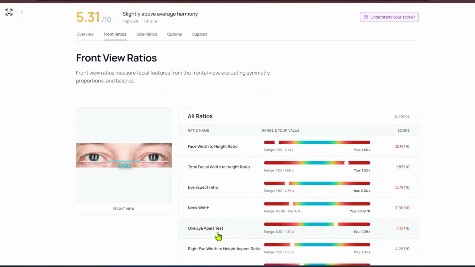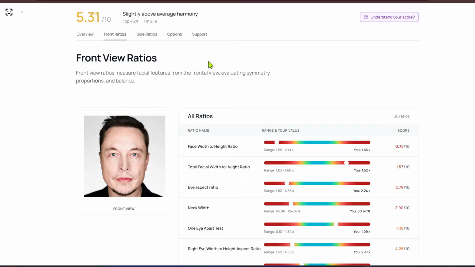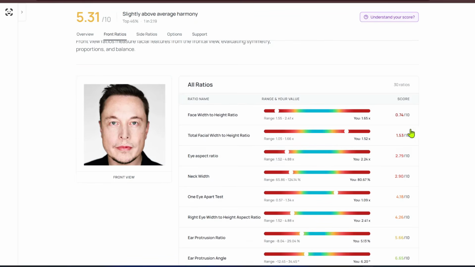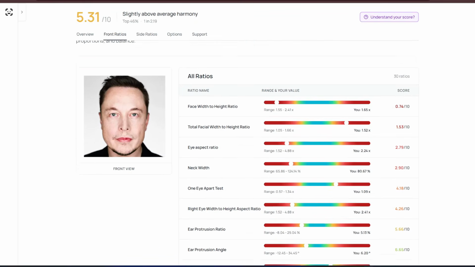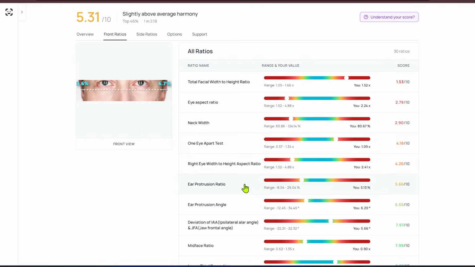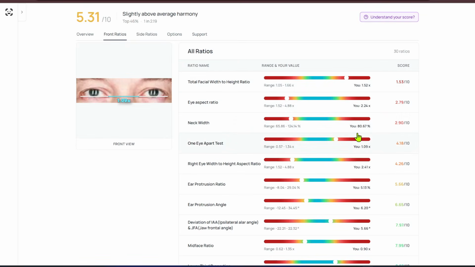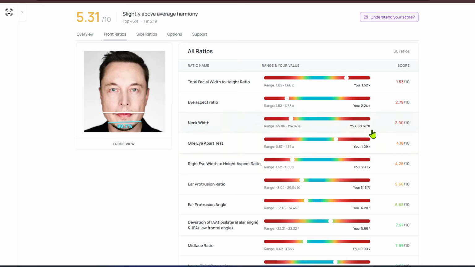His one eye apart test is also out of the ideal range. It's below half at 4.18 out of 10, and you can see it's out of the range. The right eye width to height aspect ratio is also out of range. So FaceIQ Labs is giving us quite an accurate scoring with all the measurements, which I really like how they're all visually shown on the side here, and then our score and the range in your value. I like this visual representation. It's kind of easier to differentiate.